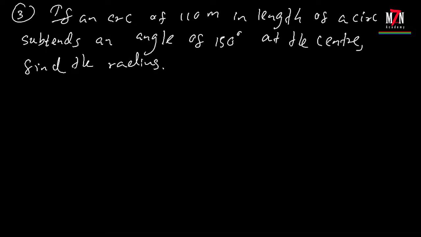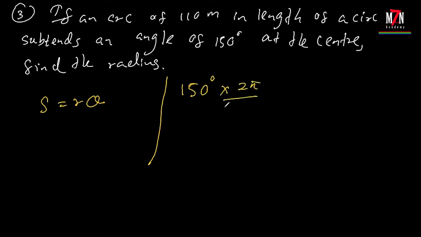So what we have to do, we should use the same formula, s equals r theta, but remember theta should be in radians. But here in the question we have been given theta in degrees. So we have to convert this into radians. So you have to multiply 150 by 2 pi over 360. You can cancel 0 and you can cancel by 3. So that will be 5 into pi over 6.